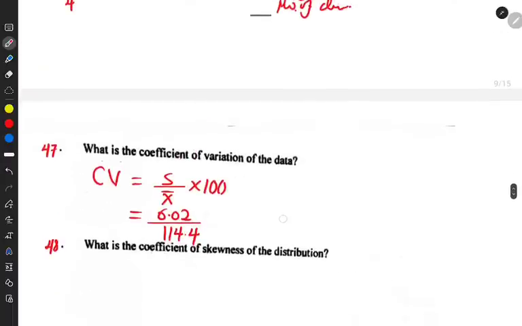So multiplying by 100, we get a value of 5.26%. So our CV, coefficient of variation, is 5.26%. Let's take note of that, 5.26%. So this tells us the proportion of variation in this amount of data. In terms of percentage, it's 5.26. Right, so that is the deal for coefficient of variation.